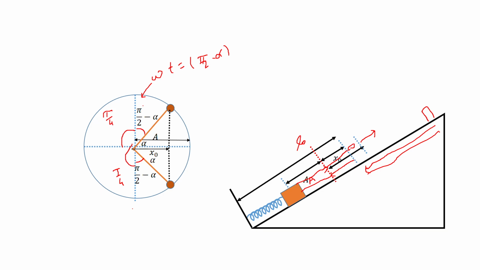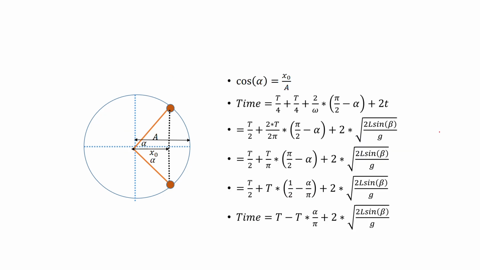So total time will be T by 4 plus T by 4 plus 2 times pi by 2 minus alpha divided by omega plus 2t. This 2t, small t, is the time to return to its original position where there is no contact with the spring. And from this diagram we can see that cos alpha is x naught by A. So after rearranging this value and substituting omega equals 2 pi by T, the total time is T by 2 plus 2T upon 2 by omega multiplied by pi by 2 minus alpha plus 2, and this value is L by sine beta.